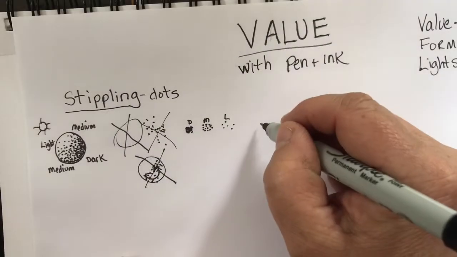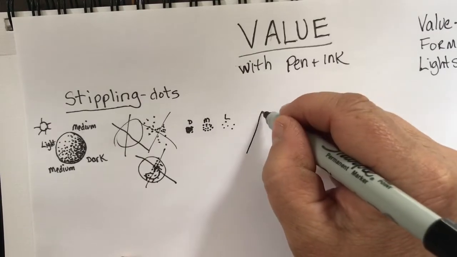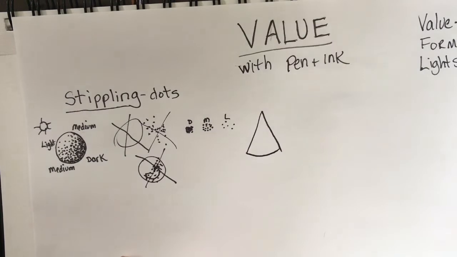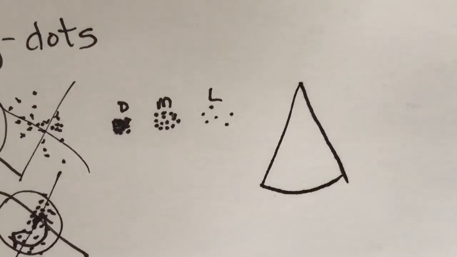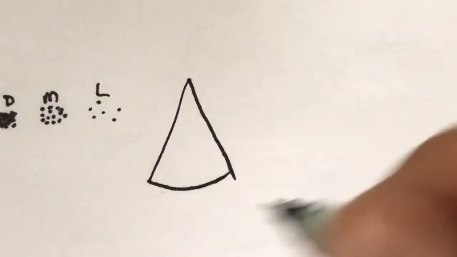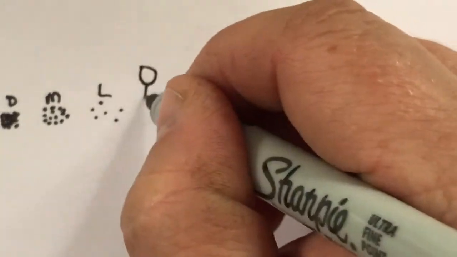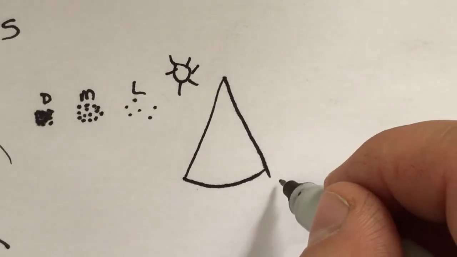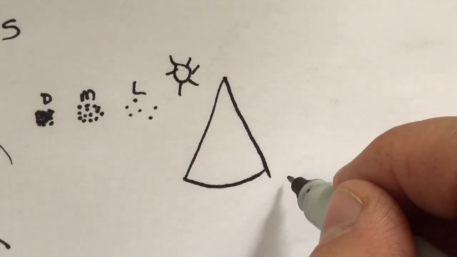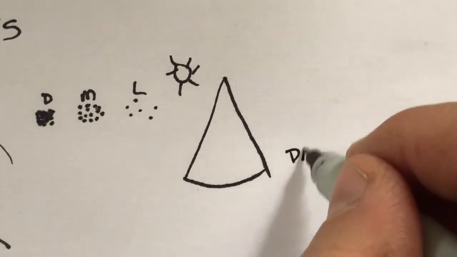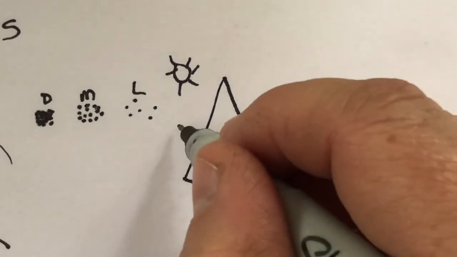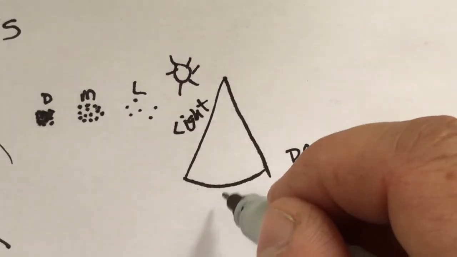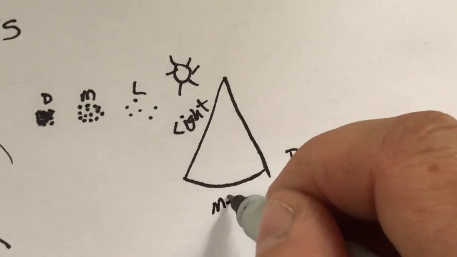Next shape that we're going to do is the cone. Remember, we draw the A, and then we give it a smile. We're going to have the same light source, top left, which means this is going to be our dark side. This will be our light. And then our medium is going to be right in the middle.